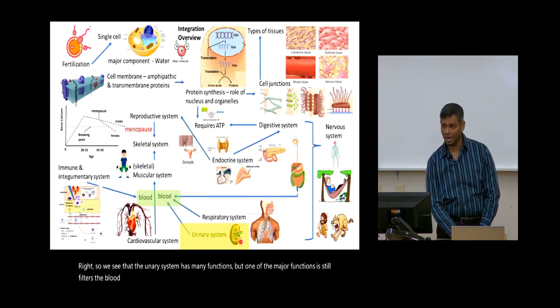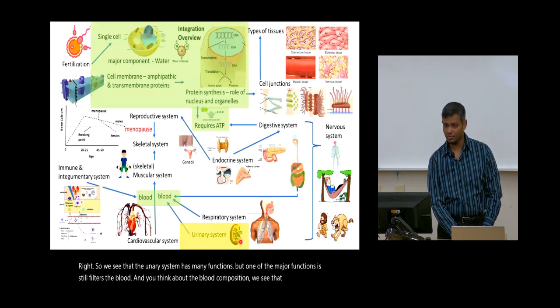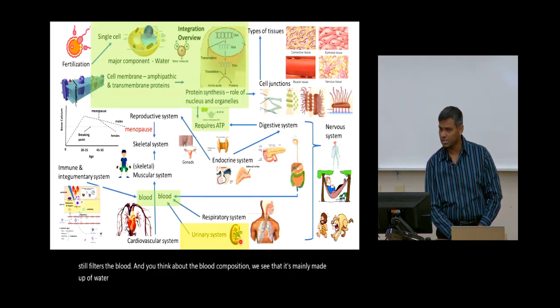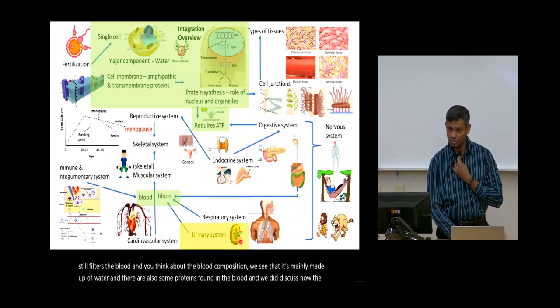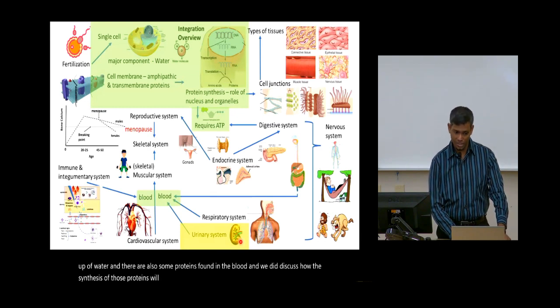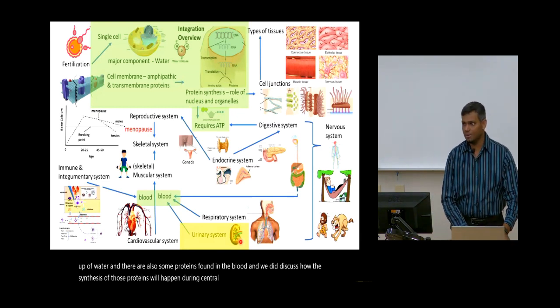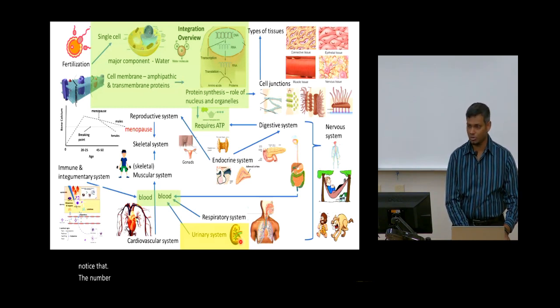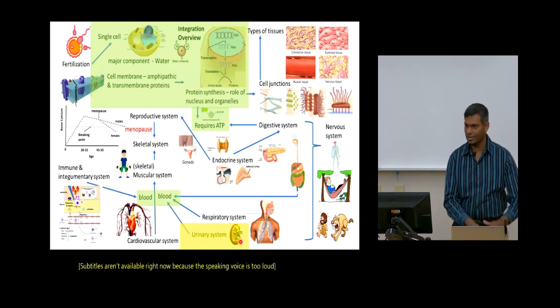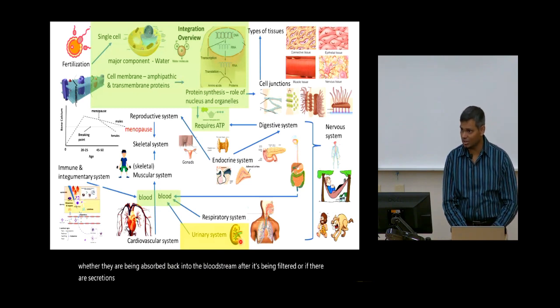And when you think about the blood composition, we see that it's mainly made up of water, and there are also some proteins found in the blood, and we did discuss how the synthesis of those proteins will happen during central dogma. And in blood being filtered, we notice that there are a number of transmembrane proteins which will play a role in the exchange of substances, whether they are being absorbed back into the bloodstream after it's been filtered, or if there are secretions where if something did not get filtered out of the blood, it can be secreted back in.